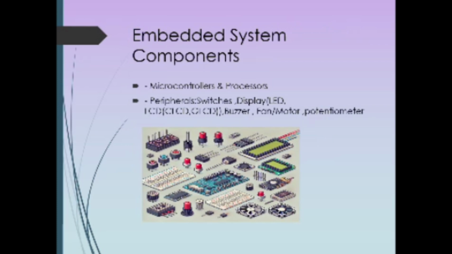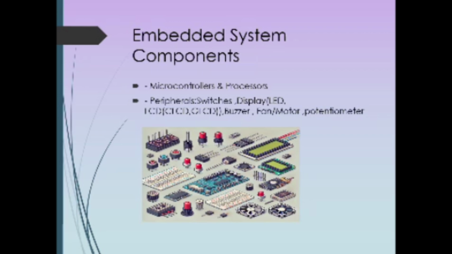There are peripherals like switches, display. In display, there are types like LED, LCD. In LCD, there are CLCD, which stands for character liquid crystal display, or GLCD, which is graphical liquid crystal display. There are also buzzers, fans, motors, potentiometers, sensors, and other actuators which we can use as a component or peripheral component. Now we are looking at switches.